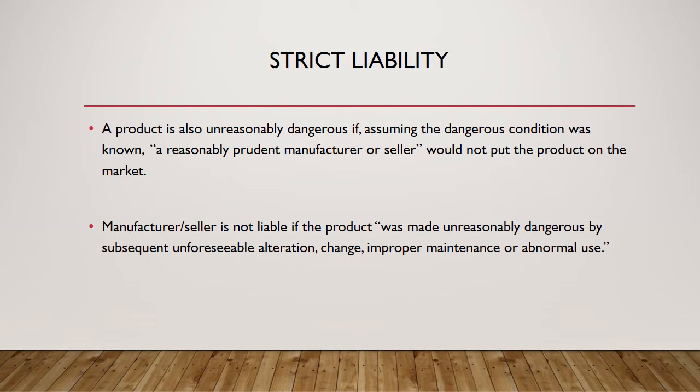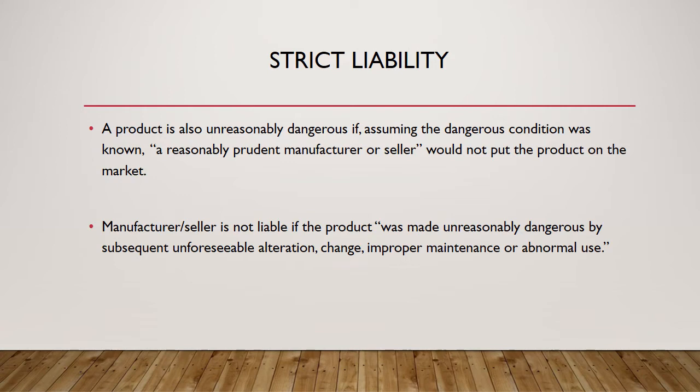And so, knowing that potential dangerous condition, would a reasonably prudent manufacturer or seller place that Pinto into the market? If that was known, probably not. A prudent manufacturer or seller would recognize that as a substantial risk and not put the car into the market. For that reason, under that example, the Pinto would be unreasonably dangerous, because assuming that condition was known, a reasonably prudent manufacturer or seller would not have placed the Pinto onto the market, because the danger of a car exploding upon impact in the rear would be too great, such that a reasonable manufacturer would not put that out to the public.